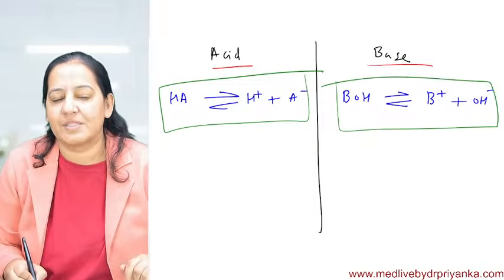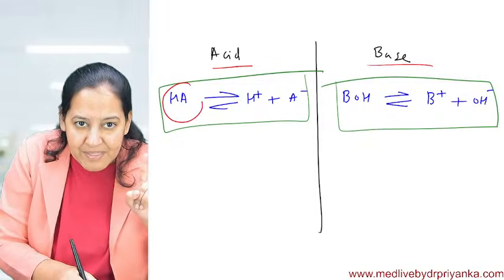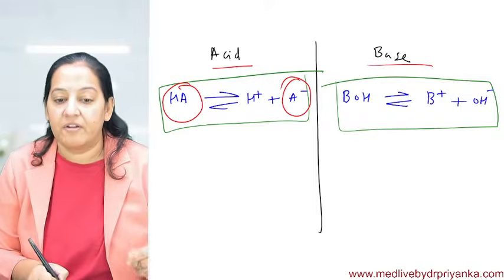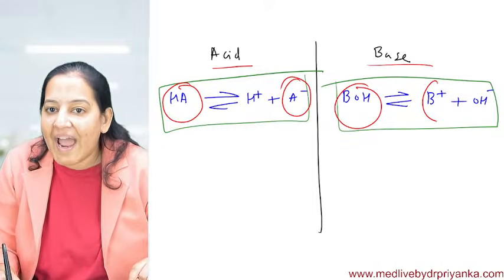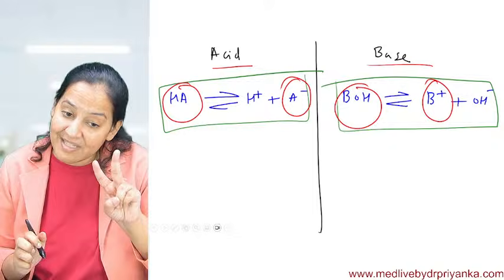B is present at two places. What are the two places? Drug A is present here and here. Drug B is present here and here. Okay, so the drug is present in two forms.